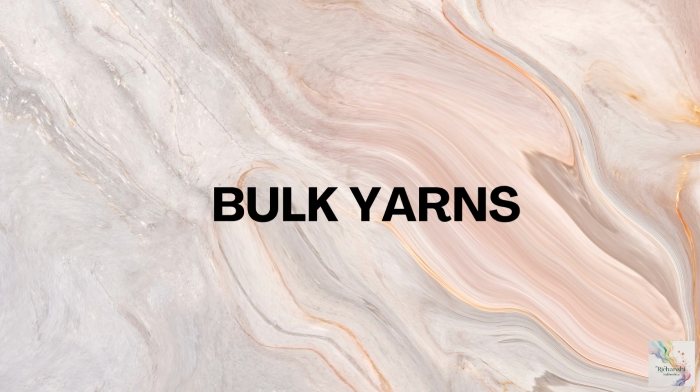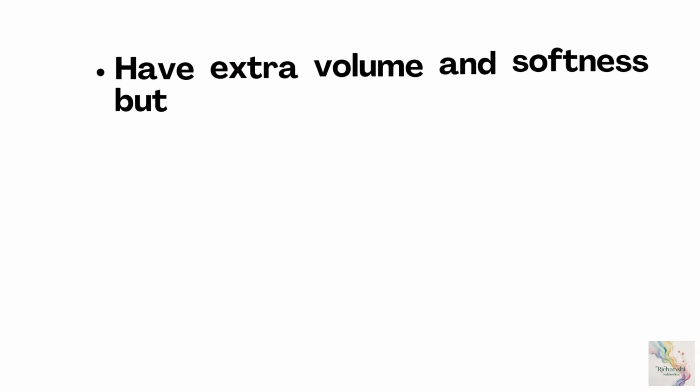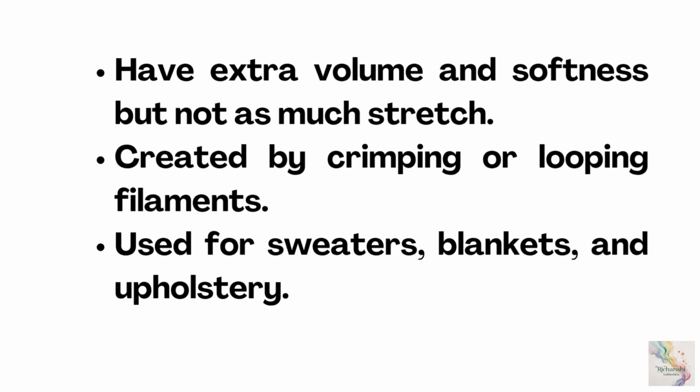Bulk yarn has extra volume and softness, but not as much stretch. It is created by crimping or looping filaments. It is used for sweaters, blankets, and upholstery.